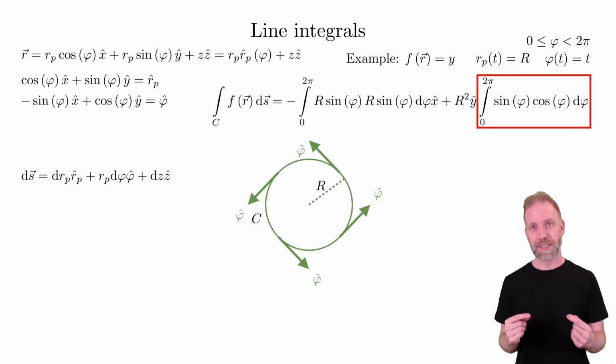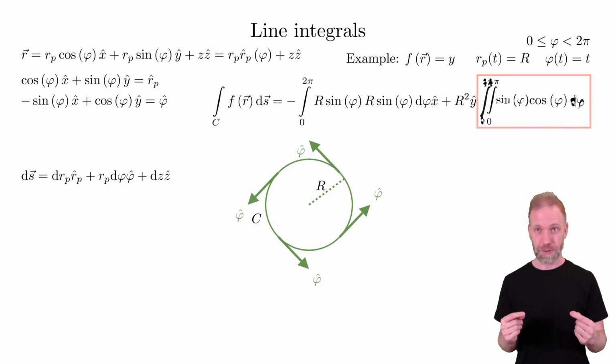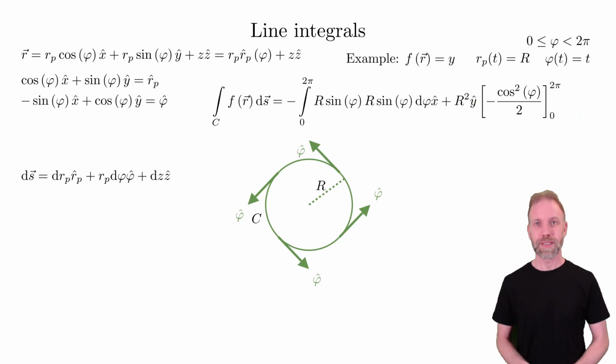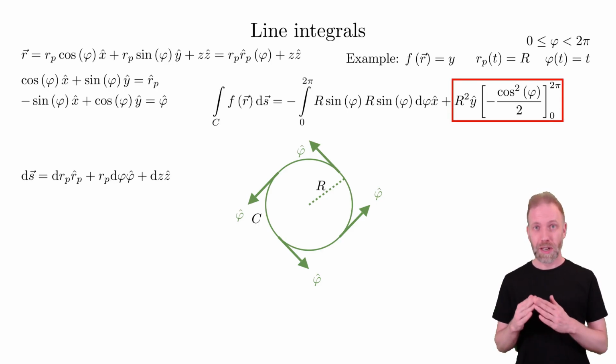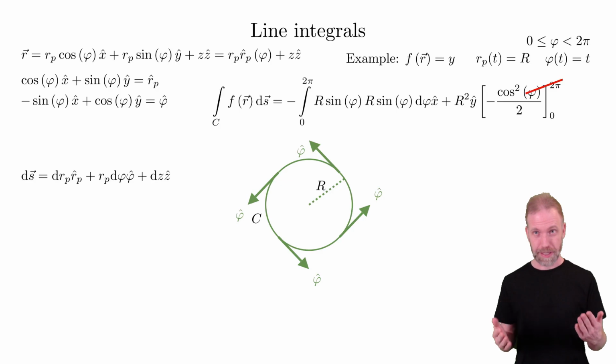This has primitive function minus cosinus phi squared over 2. As we get the same value when we insert the upper and lower limits, this integral will be 0.